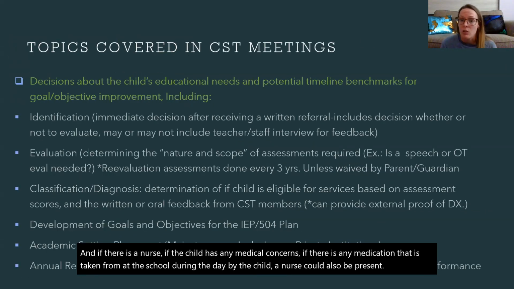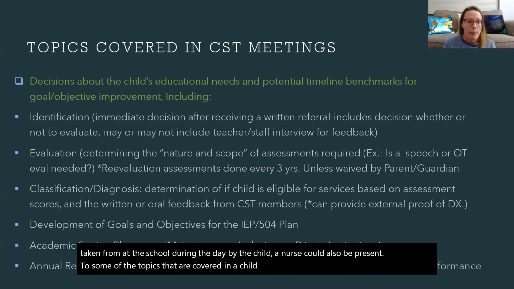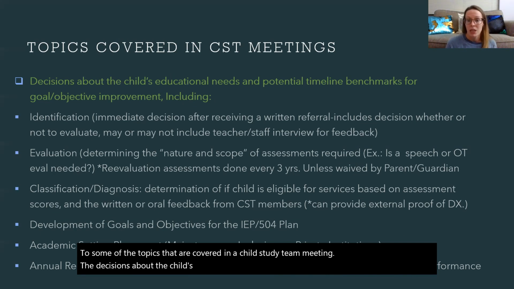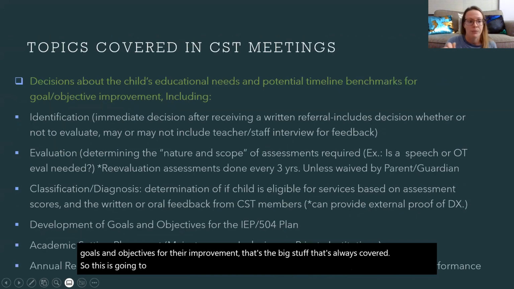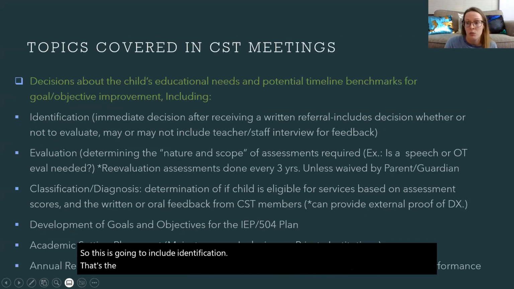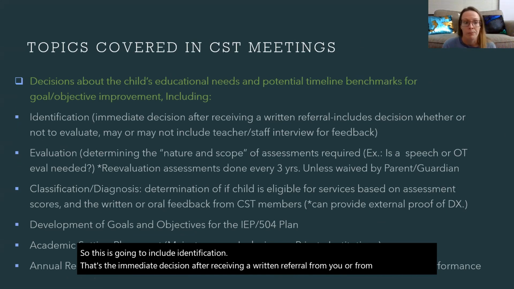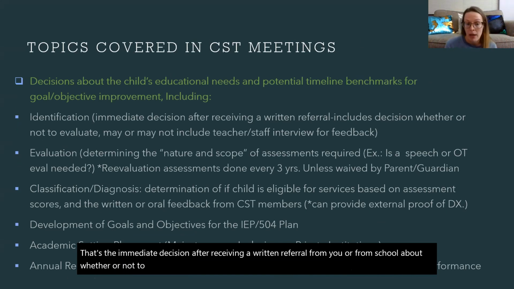So some of the topics that are covered in a child study team meeting. The decisions about the child's educational needs and the potential timeline benchmarks for the goals and objectives for their improvement. That's the big stuff that's always covered. So this is going to include identification. That's the immediate decision after receiving a written referral from you or from school about whether or not to evaluate. It may or may not include teacher or staff interviews or feedback to determine whether or not identification is necessary.